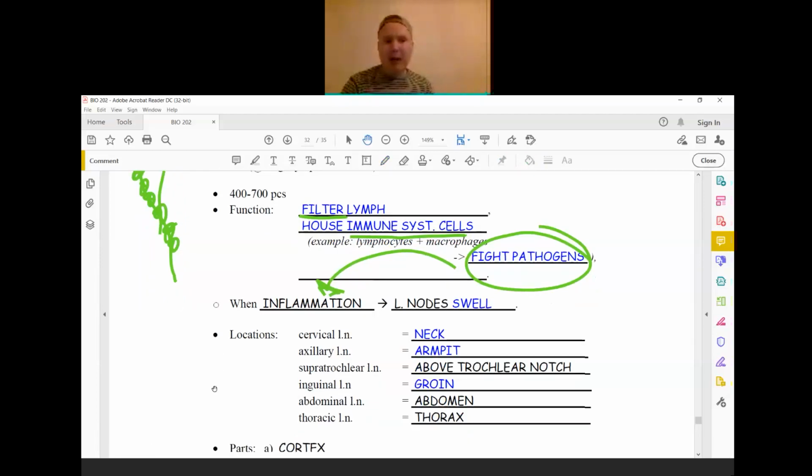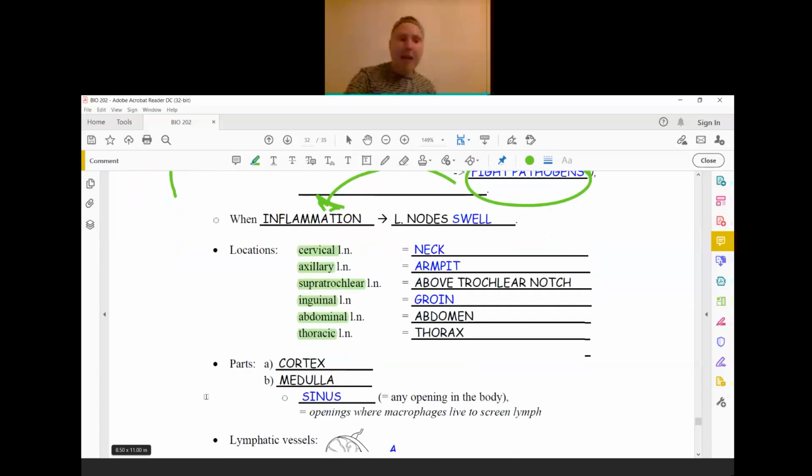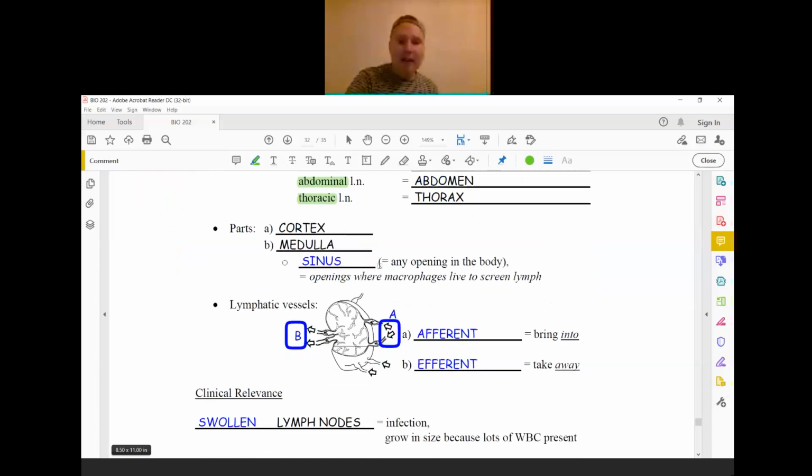Lymph nodes are named based on their location. Cervical lymph nodes at the neck, axillary lymph nodes at the armpits, supratrochlear lymph nodes above the trochlear notch here, inguinal lymph nodes at the groin region, abdominal lymph nodes at the abdomen, and thoracic lymph nodes at the thorax. The easiest accessible ones are the cervical and axillary ones. Lymph nodes have both cortex and medulla, and they have various sinuses inside them. And sinuses are where these immune system cells live.